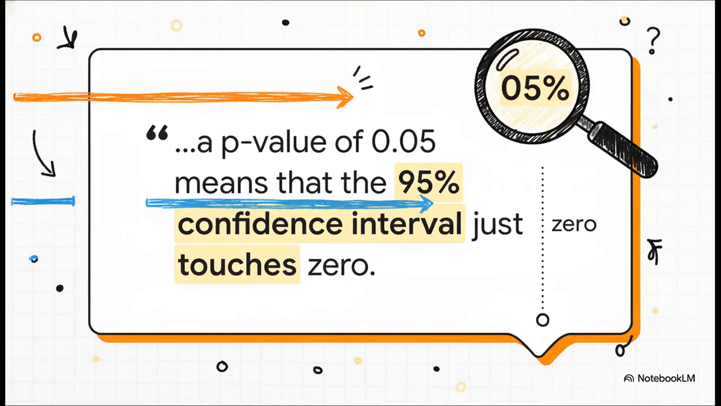And here's another neat way to think about it that connects it to another concept you might have heard of: confidence intervals. A p-value of exactly 0.05 means that the 95% confidence interval for your result just barely touches zero. So if your p-value is less than 0.05, your confidence interval won't include zero at all, which is just another way of saying your result is statistically significant.